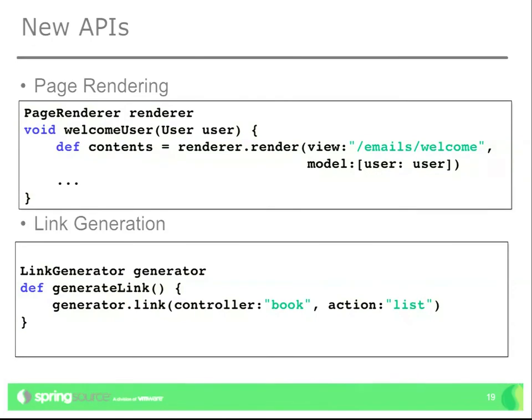We've also got a link generation API. Often you want to generate a link to some controller action in your application and do something with that link. Again, maybe you want to put it in an email. This is a way to do that. So this looks like we're inside of a method called generateLink, and this method is going to return a string that represents a link to the list action in the book controller. Right? So those are APIs that were added in Grails 2.